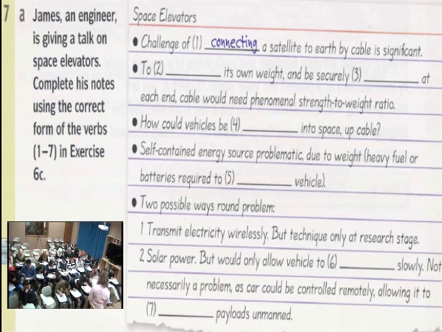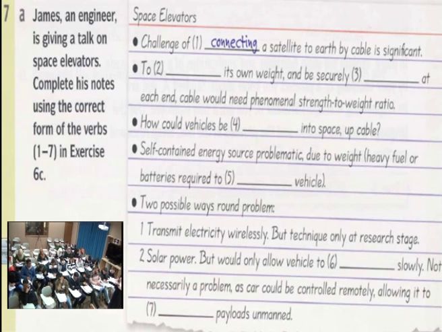There are 2 possible ways around this problem. Transmitting electricity wirelessly, this is important, or using solar power. Solar power is one of the words you must know. Solar energy, solar power, the energy you take from the sun, from the heat of the sun.